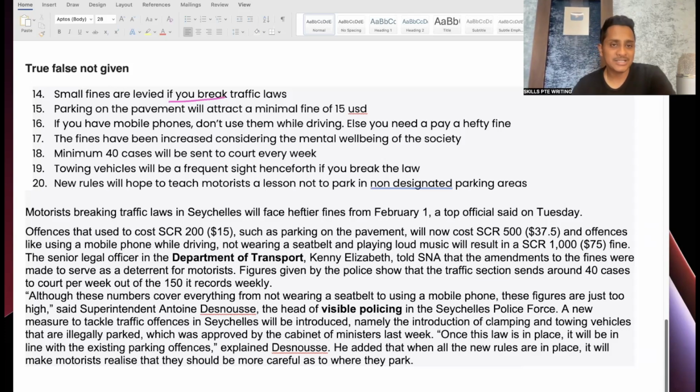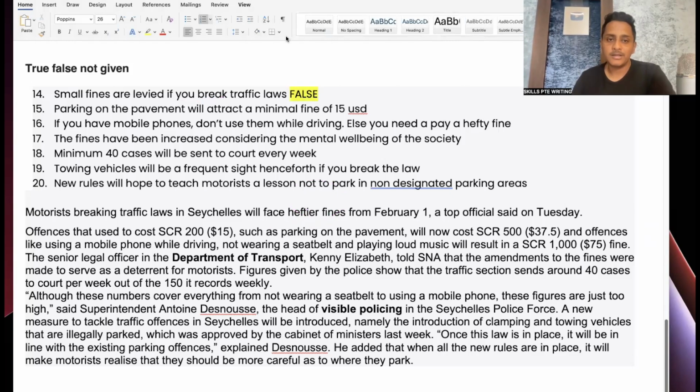It's about Seychelles, the country name Seychelles. This is false because breaking laws in Seychelles will face heftier fines. Hefty means this, bigger fines. So the first one is the opposite of what is given.